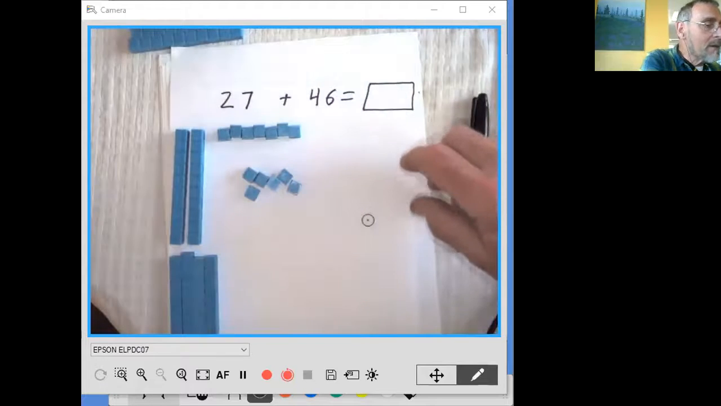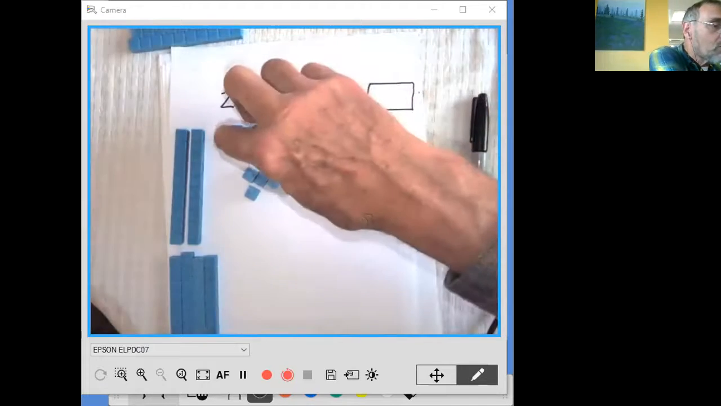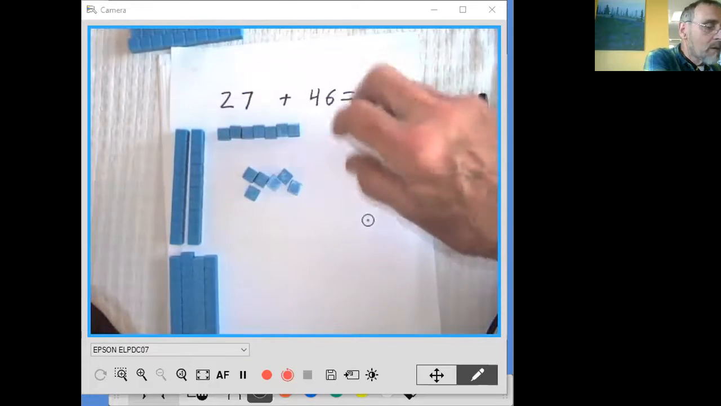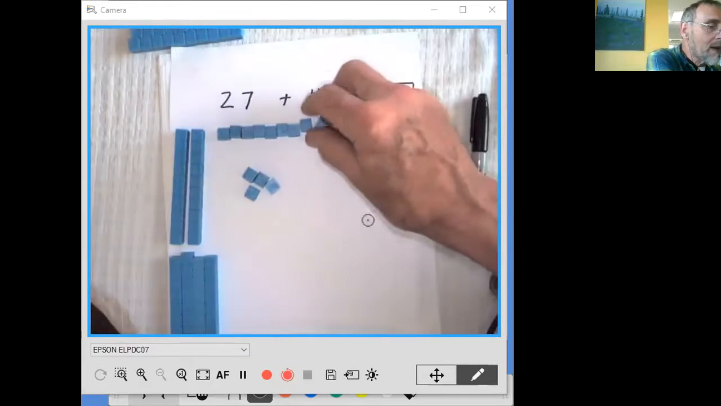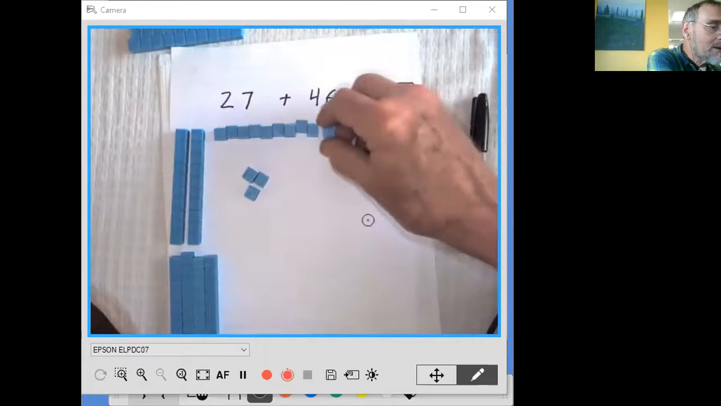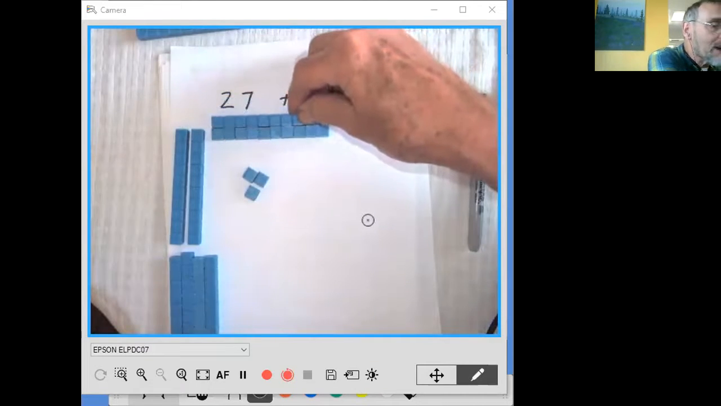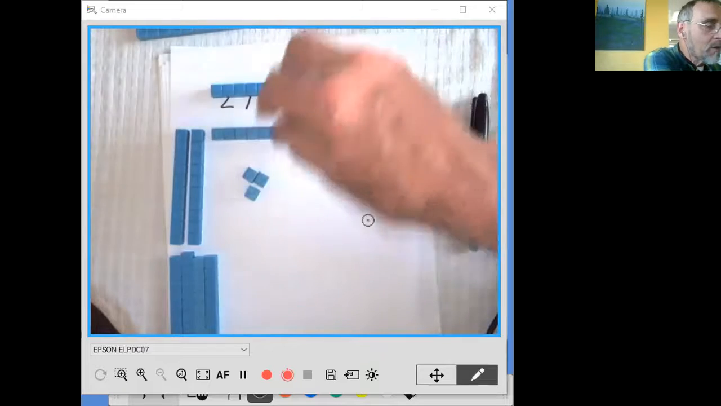Let's see how many ones we have here. We have 1, 2, 3, 4, 5, 6, and 7. But we have more down here. I could add 8, 9, and 10. And you may notice that now that's as big as a 10 stick. So that made a new 10.